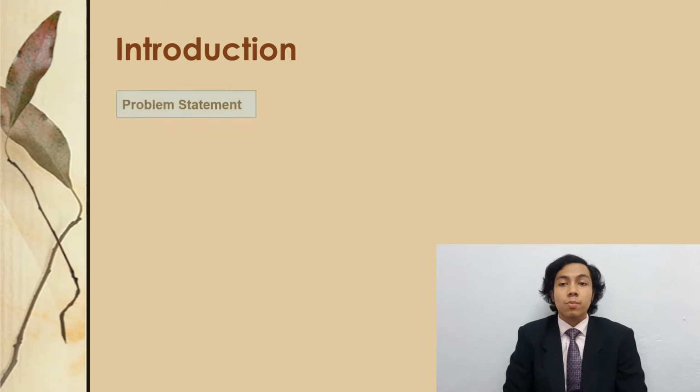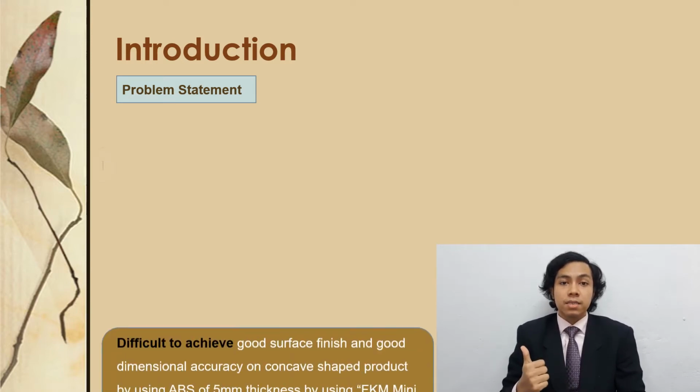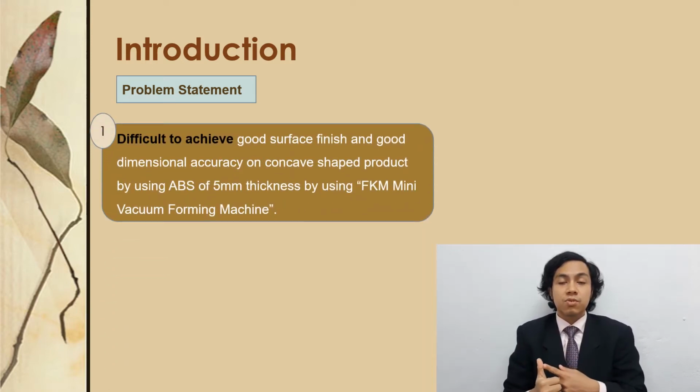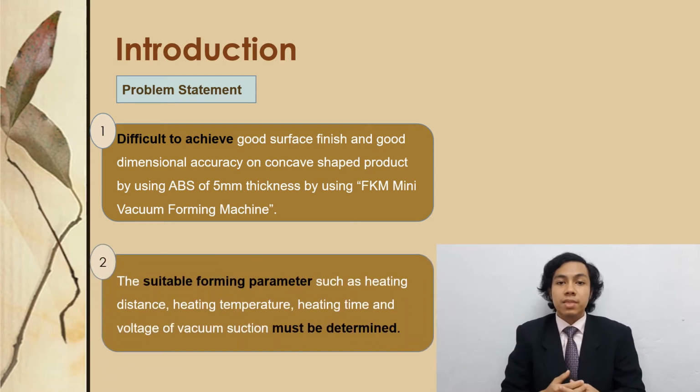Next is the introduction, where I will start with the problem statement. There are two problems that are encountered and needed to be solved in this project, which are: first, the difficulty to achieve good surface finish and good dimensional accuracy on concave shape product by using ABS of 5mm thickness by using the FKM mini vacuum forming machine. And second, the suitable forming parameters such as heating distance, heating time, heating temperature, and voltage of vacuum suction must be determined.